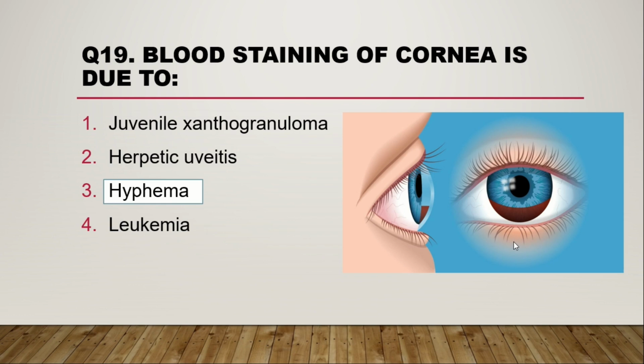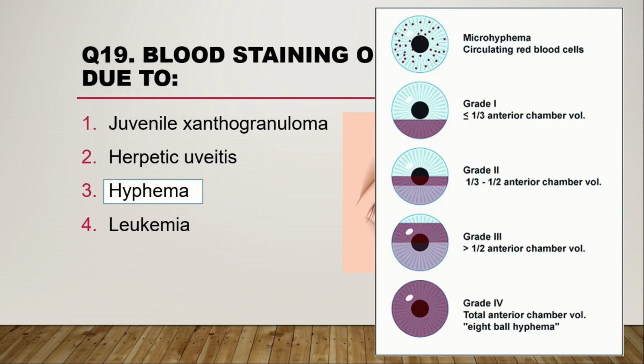Here in this picture you can see the hyphema. Based on the space occupied by the blood in the anterior chamber, hyphema can be graded into 4 types. Grade 1, when hyphema occupies less than or equal to 1/3 of the anterior chamber volume. Grade 2 is when it occupies 1/3 to half of the anterior chamber volume. Grade 3 is when it occupies greater than half of the anterior chamber volume. And grade 4 is when the total anterior chamber volume is occupied by the hyphema.